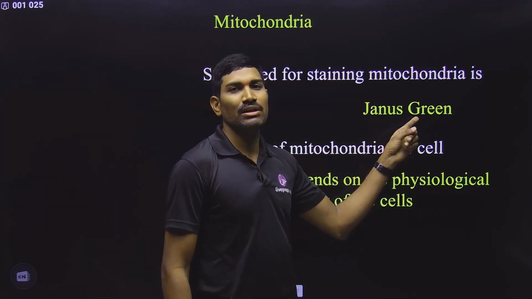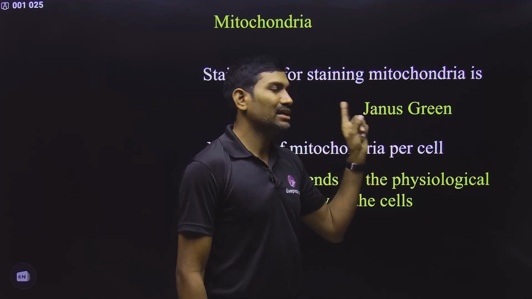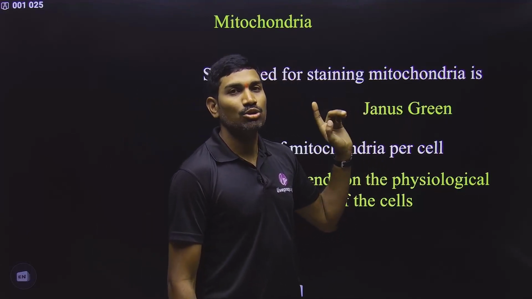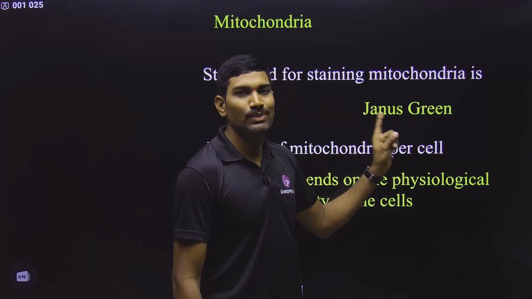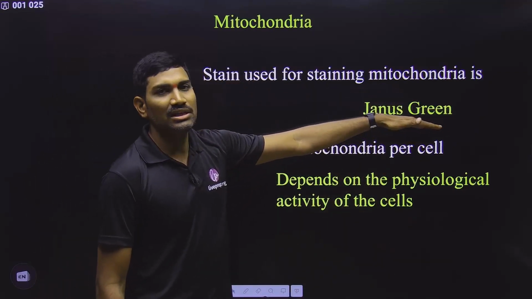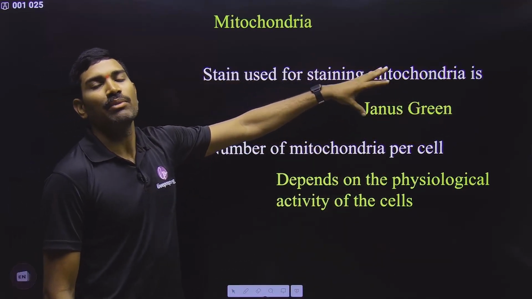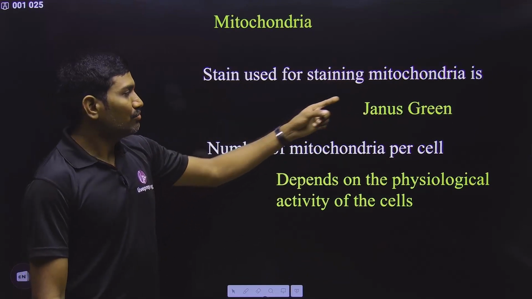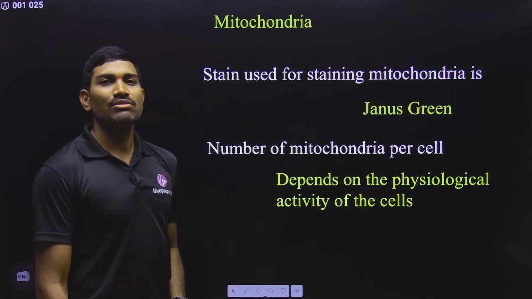And this example, though not mentioned in the regular NCERT, was given in the NCERT QR code content. So every student should compulsorily remember this particular name. Janus green is the stain that is used for mitochondrial-specific staining. If you are using this, then you can easily observe under a microscope.